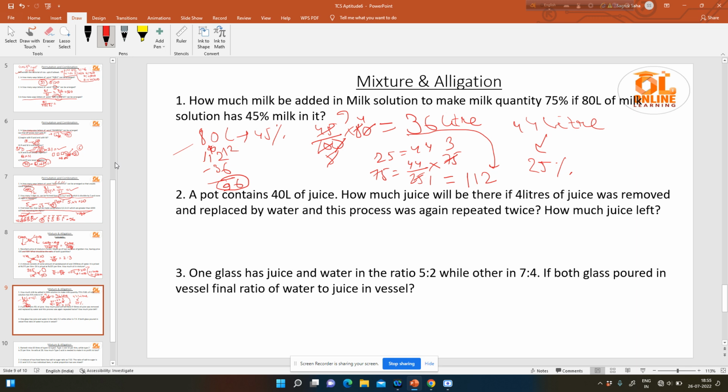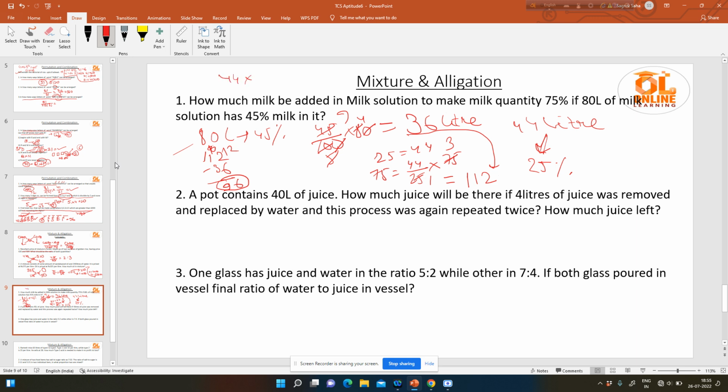So water is fixed. So we have to make a solution of 75%. So 44 liters must be equal to 25%, because if milk is 75%, then water must be 25%. So 75% means 112 liters. We have 36 liters already, right? So we have 36 liters already. So now, okay, I've done something wrong.